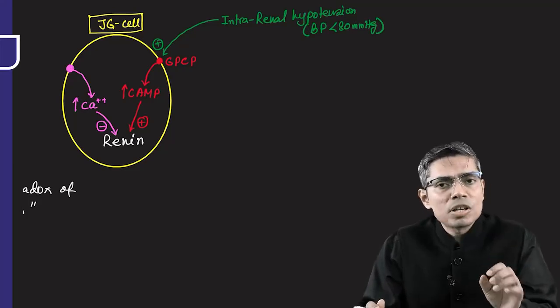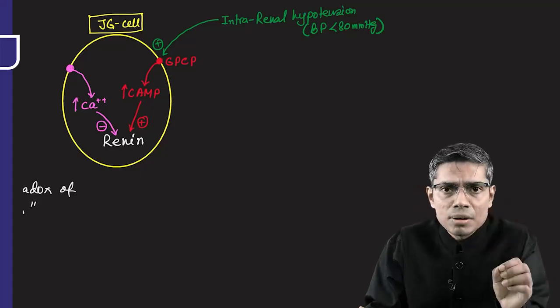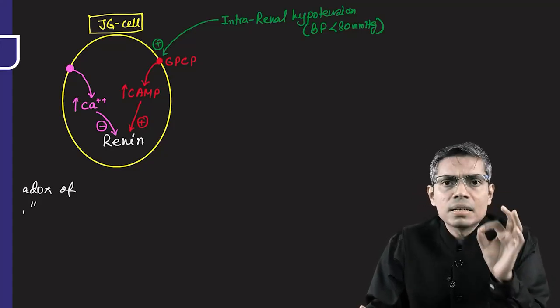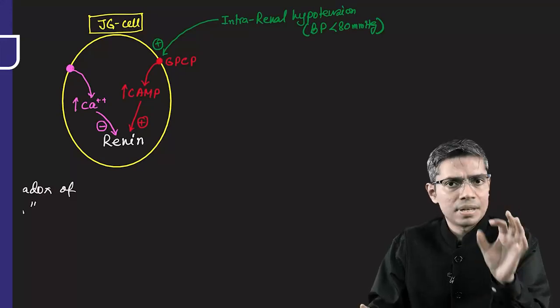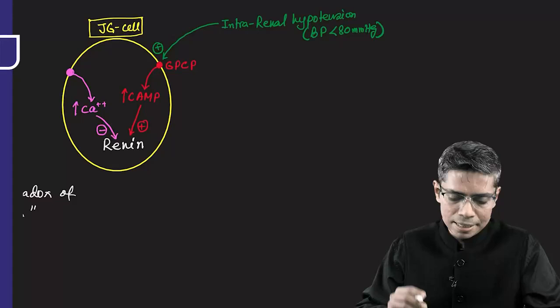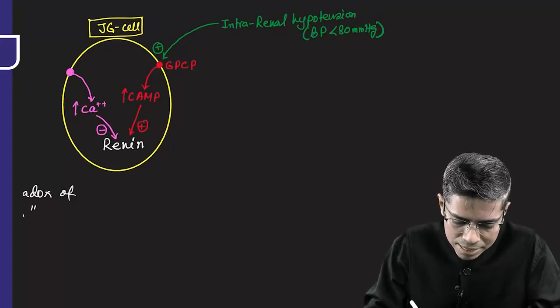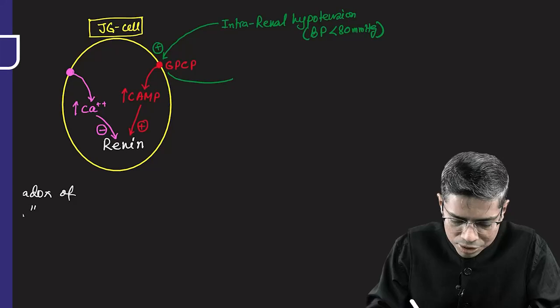Which blood pressure is more important? Obviously systemic blood pressure, but more particularly if the blood pressure is low at the level of the renal artery, right? That is the most potent stimulus. Second is any kind of sympathetic system stimulation.